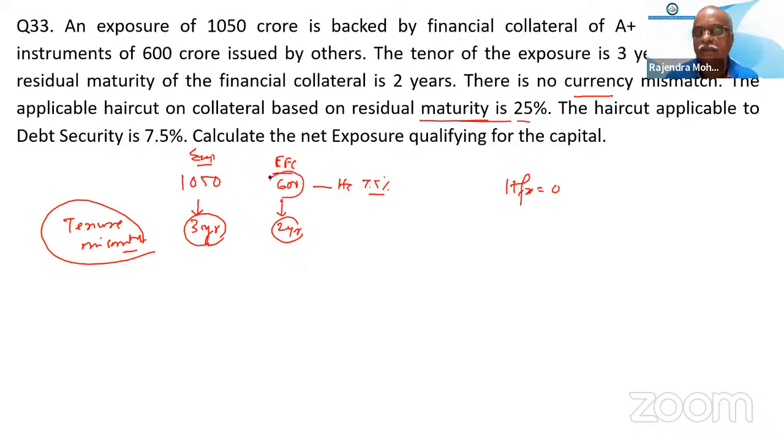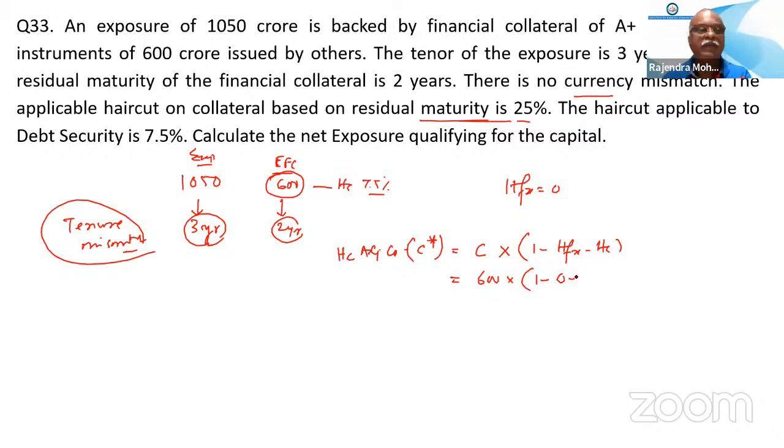So for this EFC, what is the haircut adjusted exposure? We have to find the haircut adjusted collateral, which is C asterisk equal to your collateral amount multiplied by 1 minus HFX minus haircut. So C is how much? 600 into 1 minus 0 minus 7.5%. 7.5% means 0.075, so 600 into 92.50%. 600 times 92.5% is how much? 555. Okay.